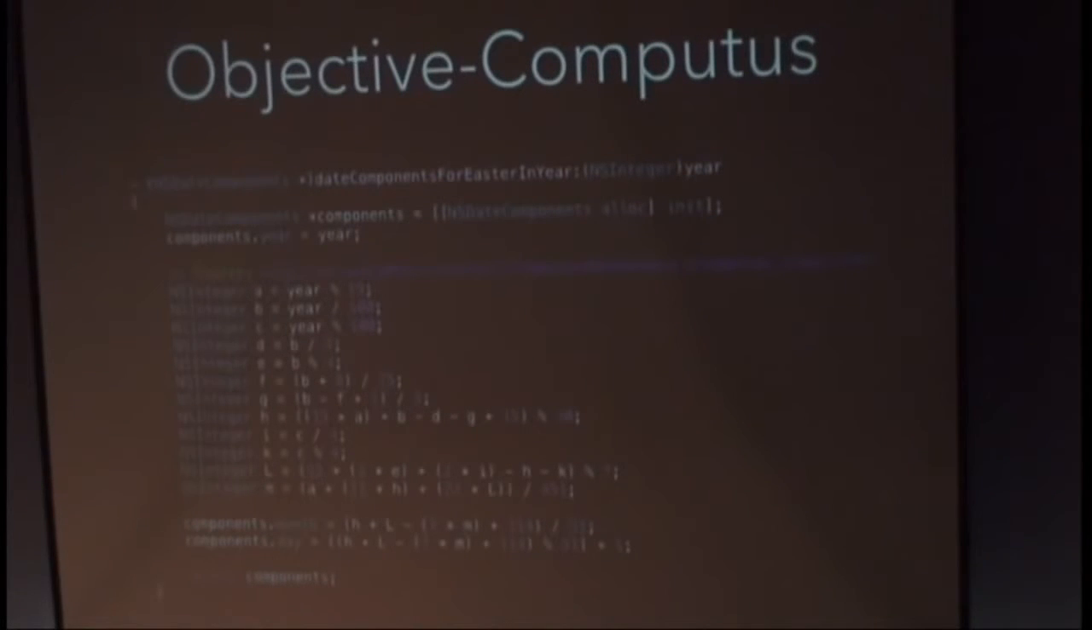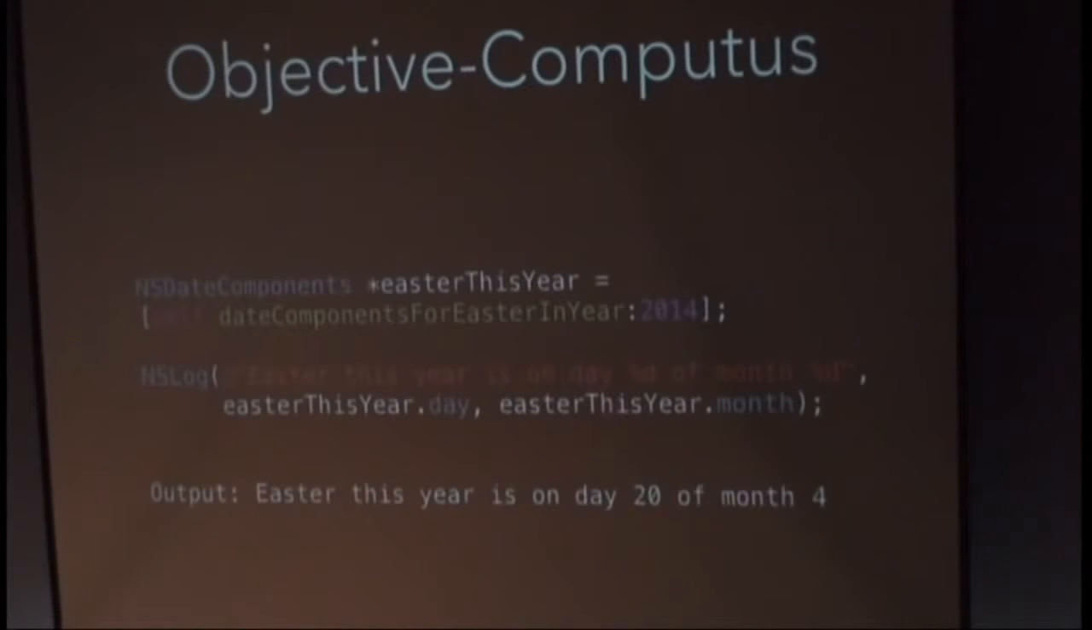So, very easy to follow. You just go through all these steps, and finally, you can get the month and the day to put in the components. So you run this. You say, give me Easter this year. You give it 2014, and it tells you Easter this year is on day 20 of month 4. And it was.